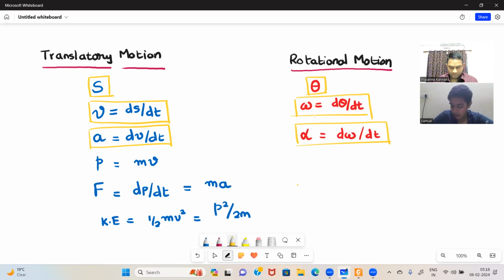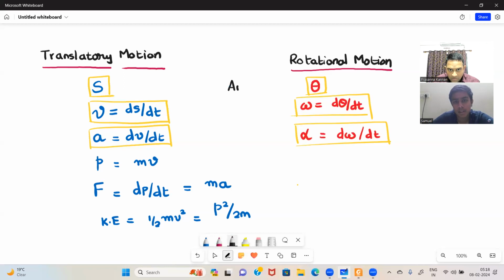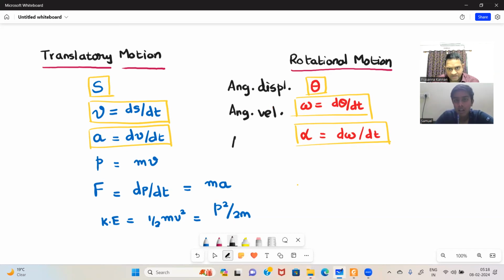Omega represents angular acceleration. Wait, not angular acceleration. Angular acceleration is alpha. Omega was angular velocity. We must be very clear about that. Theta is angular displacement. Omega is angular velocity, also called angular frequency. Alpha is angular acceleration.